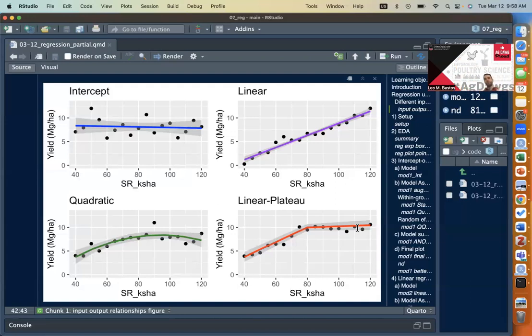All right, so these are perhaps four of the most common relationships that we see, in this case with an input on the x-axis, seeding rate, explaining an output, in this case, yield. We see these different behaviors.